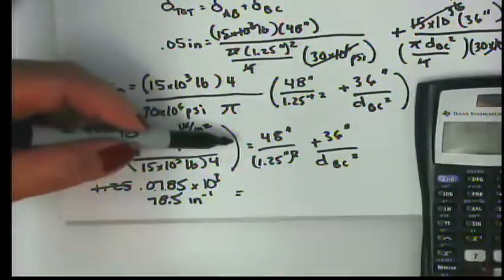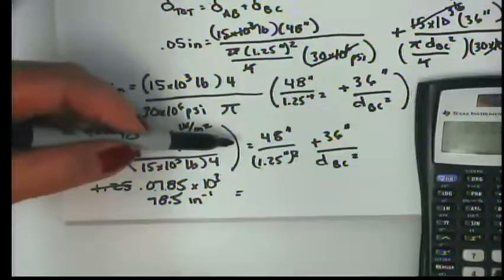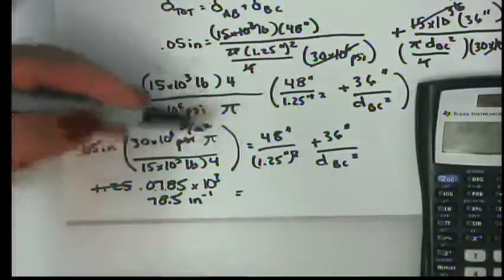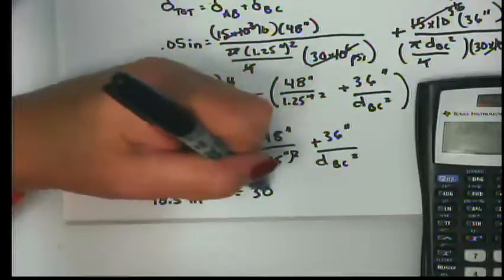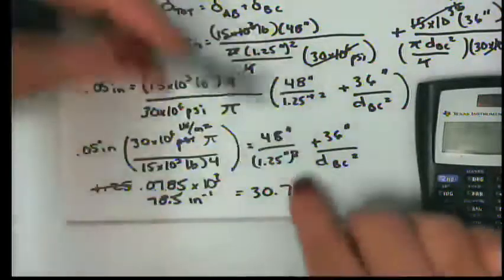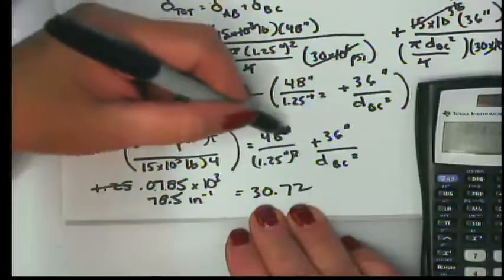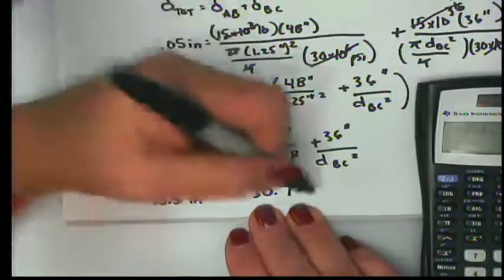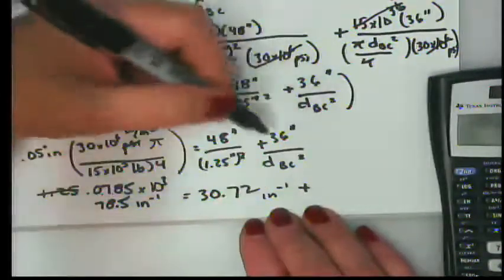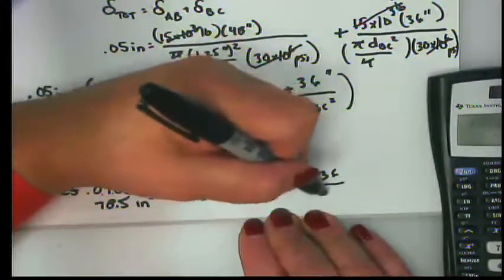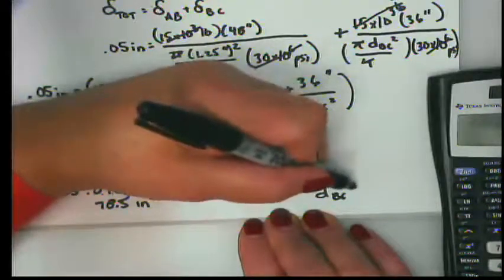now we're going to take this term, 48, and divide it by 1.25 squared, and that value is 30.72 inches over inches squared, which is inches to the -1. And then here I have 36 over the diameter of BC squared.